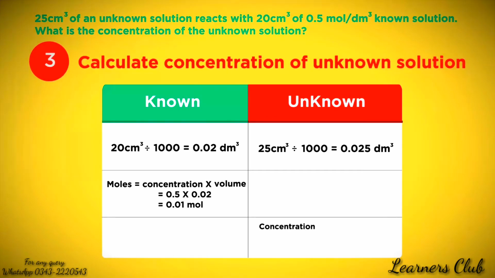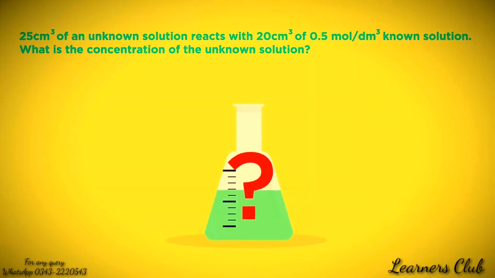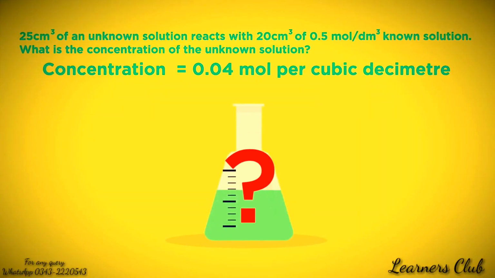The concentration of the unknown solution equals its moles divided by volume, which equals 0.01 divided by 0.025, which equals 0.04 moles per cubic decimeter. So the unknown solution was at a concentration of 0.04 mole per cubic decimeter.